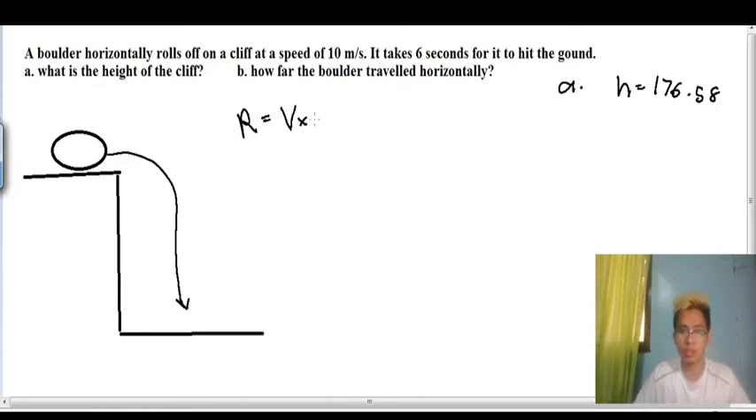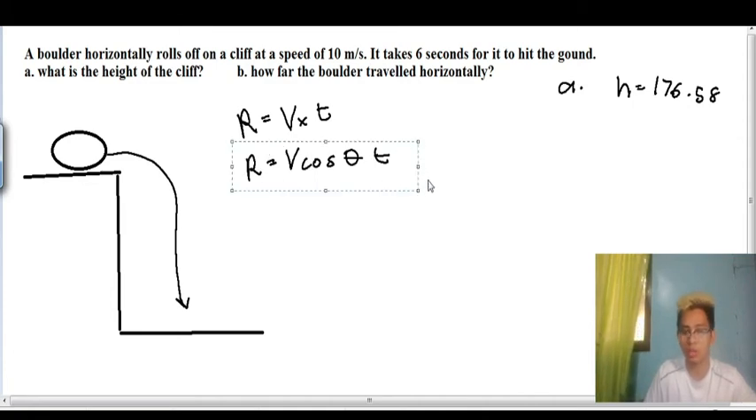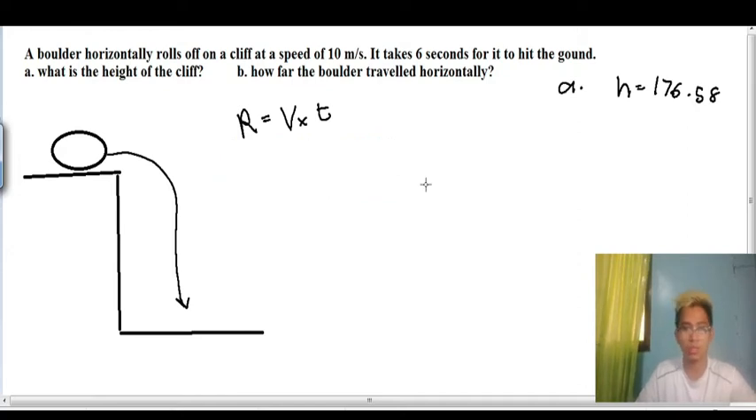Vx, velocity in the x component, times time. We can expand this. When you have the angle, we can use the V cosine theta times time. But this time you don't have an angle, it just rolls to the right, just rolls horizontally. So you're just going to be using range is equal to Vxt.